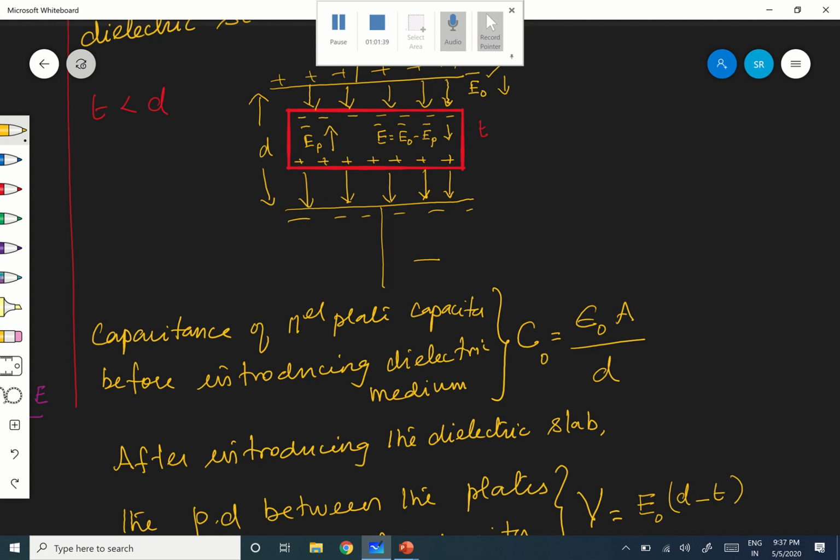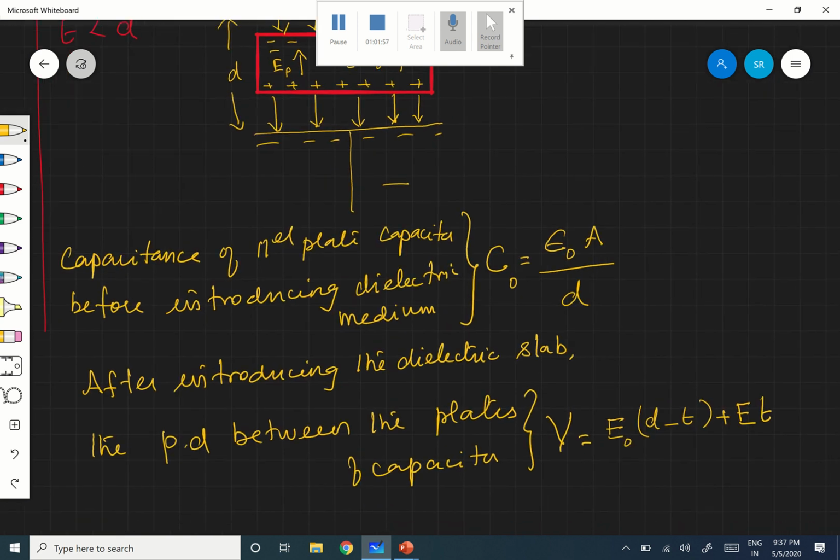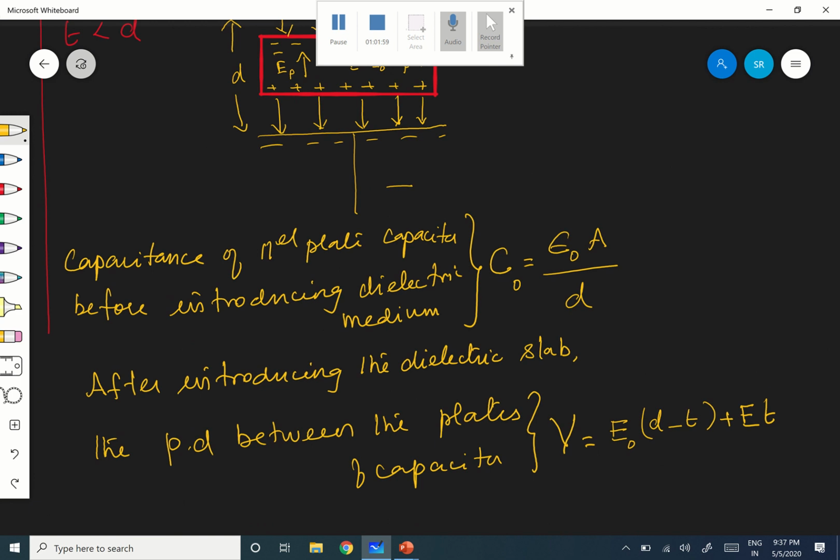Therefore, outside the dielectric only the field is E naught. What is the distance here? It is D minus T. Correct? That is outside. But inside the dielectric, the field is E, into T. Therefore, the potential difference between the plates is divided into two parts, inside the dielectric and outside the dielectric. Outside the dielectric, the electric field is E naught with thickness D minus T. Inside the dielectric it is E, and the thickness of the dielectric is T. Hope you are following.